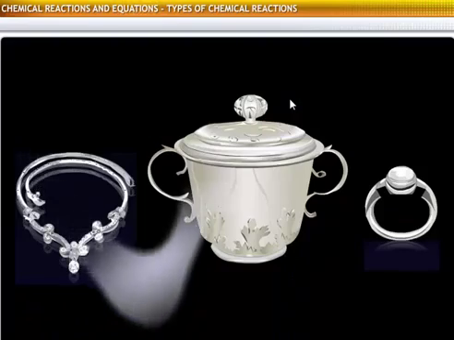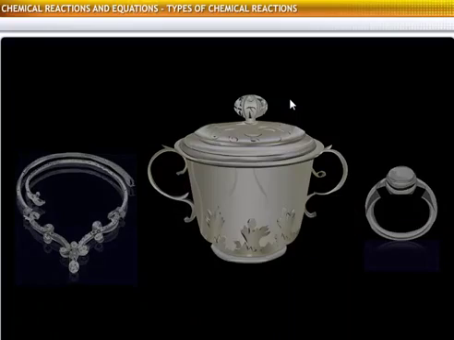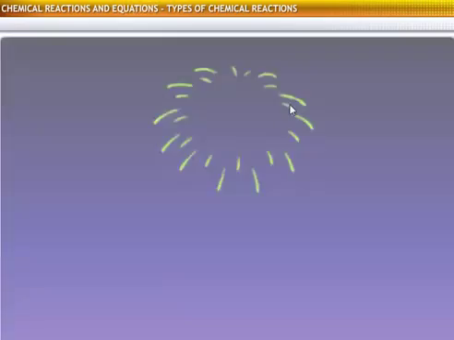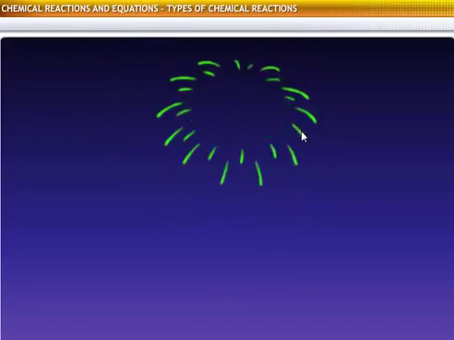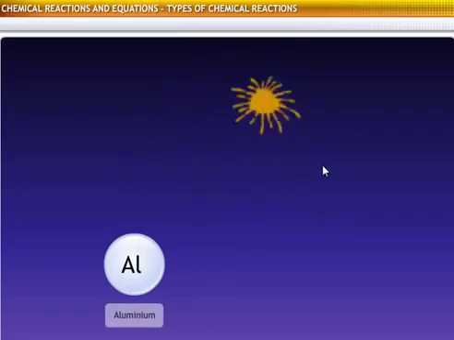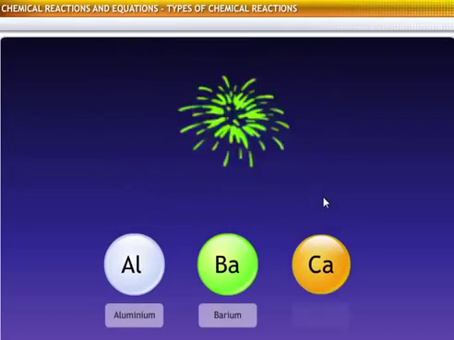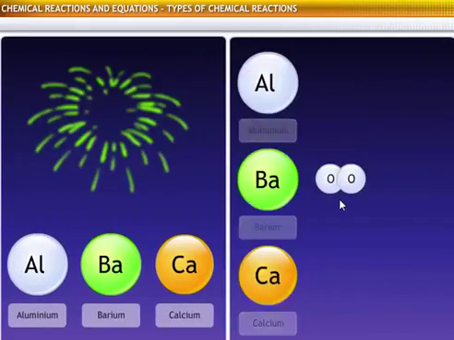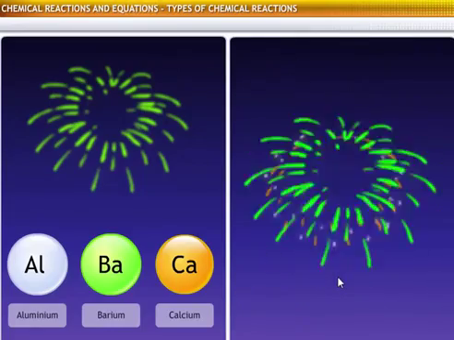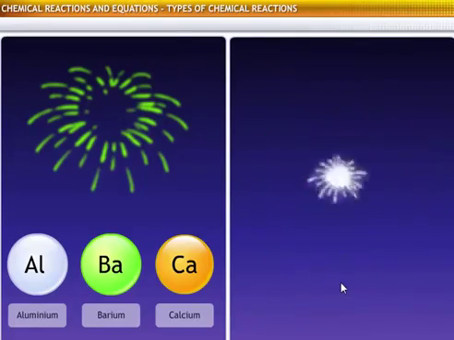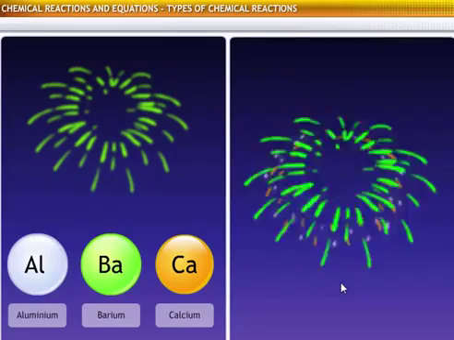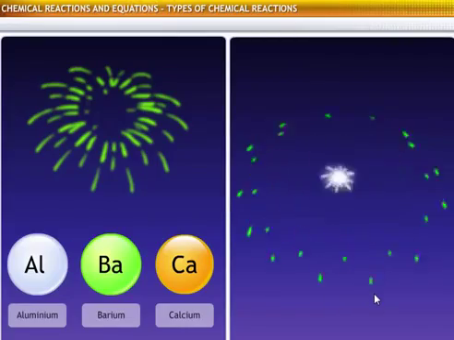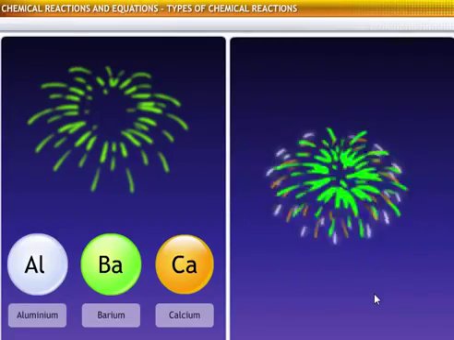Have you ever wondered why silver gets tarnished? Crackers contain chemical substances like aluminium, barium, calcium, etc. that burn in oxygen to impart a silvery white sparkling effect with green and orange colors. Thus, elements get oxidized when you burn crackers.